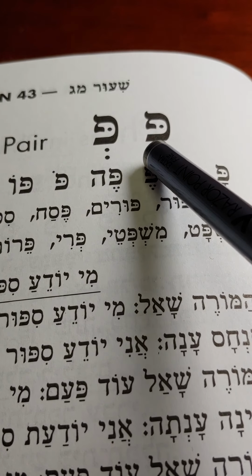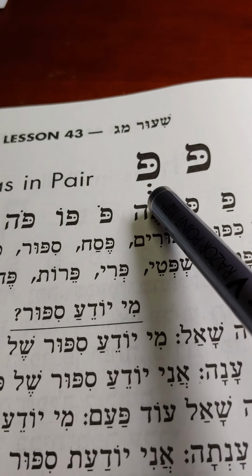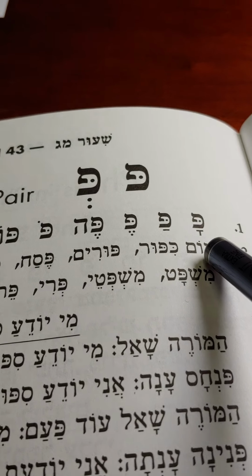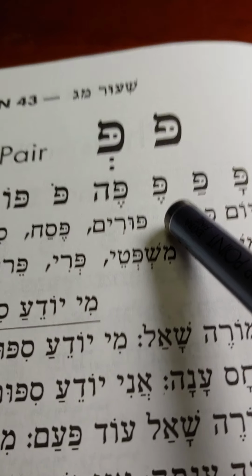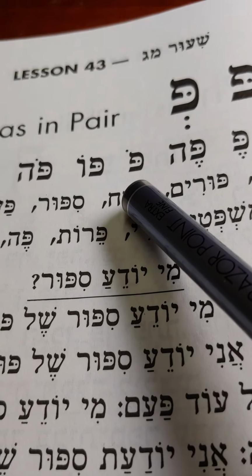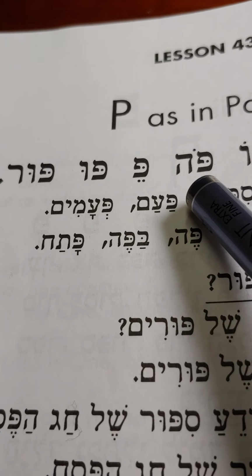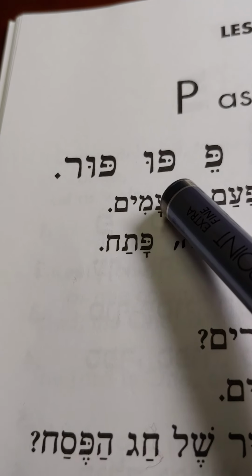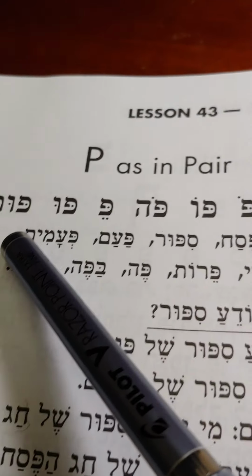All right, we have the letter pay. Pay now or pay later? Pay. This is the pay with the shva, so it's puh, P as in pear. Row one. Pa, say it out loud. Pa, pe, pe, po, po, po, pe, pu, pur, as in Purim. Coming soon to a theater near you.